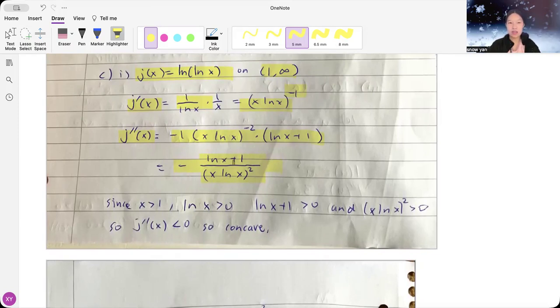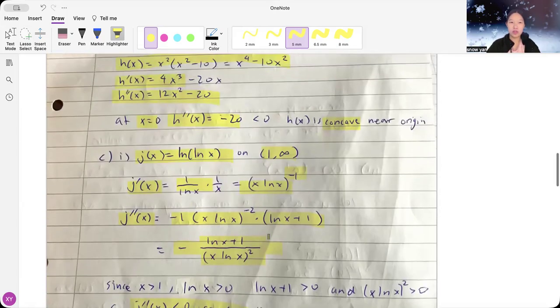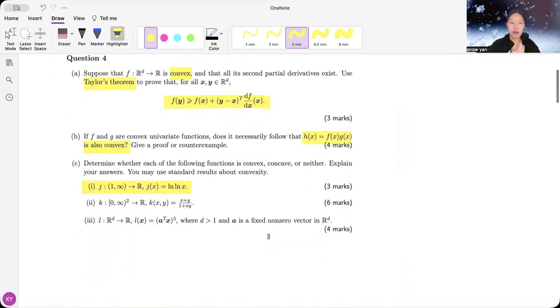But then that would mean that the top part, 0 plus 1, is 1. And then the bottom part is something squared, which would also be positive. So something positive with a negative sign over here means that this term is always negative. So we're going to have a concave function. So yeah, that's part C, I.